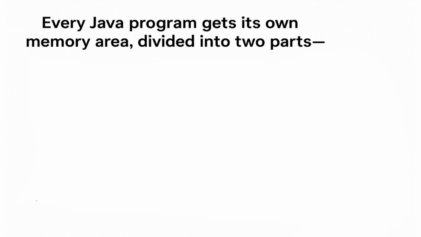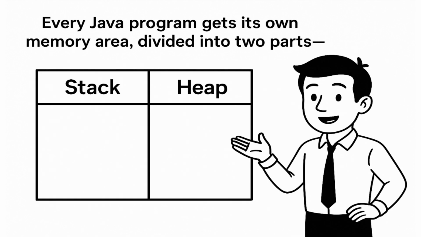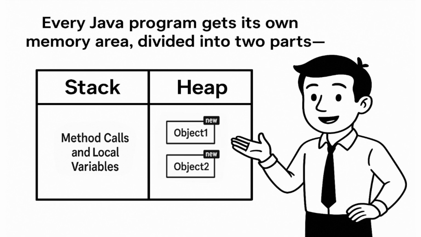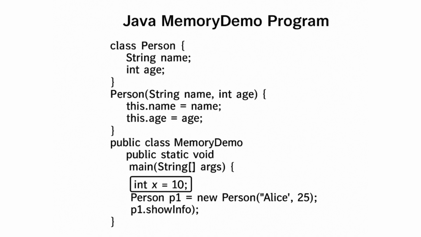Every Java program gets its own memory area, and it's divided into two main parts, the stack and the heap. The stack keeps track of method calls and local variables, while the heap stores all the objects you create using the new keyword. We'll see how Java uses memory when a program runs. Let's watch how they come to life step by step.